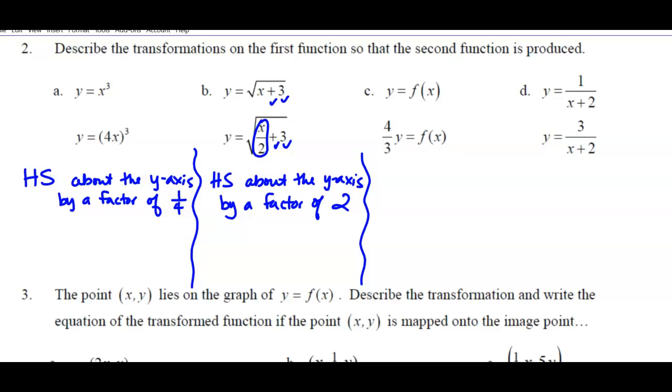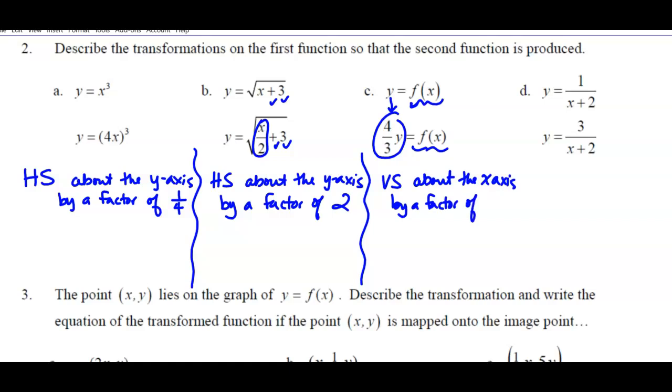Again, no brackets, but this is the same, this whole thing, right? So now this has been replaced with 4/3 y. So that is going to be a vertical stretch about the x-axis by a factor of, this has been replaced, so it's a reciprocal, or you can solve for y. And then it would be the coefficient of f of x.